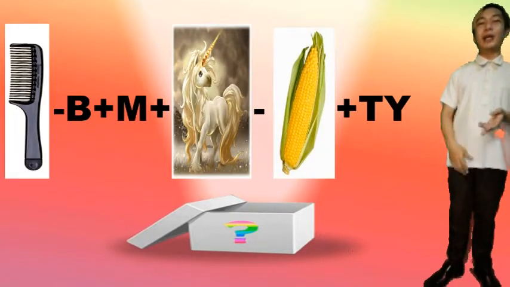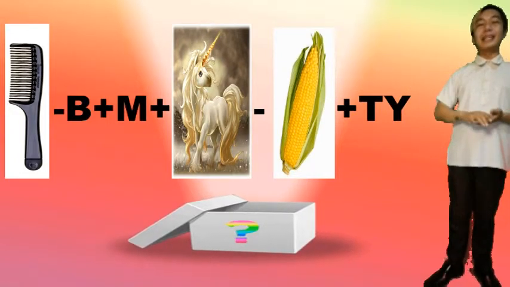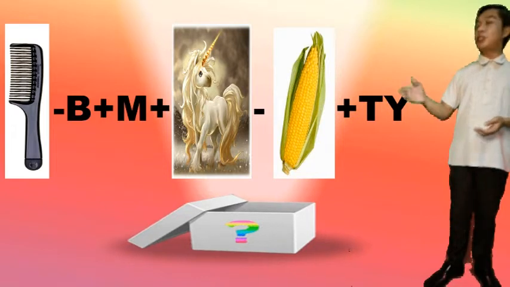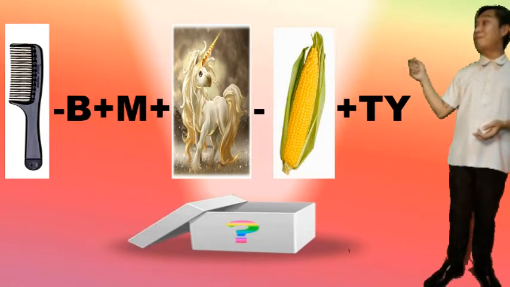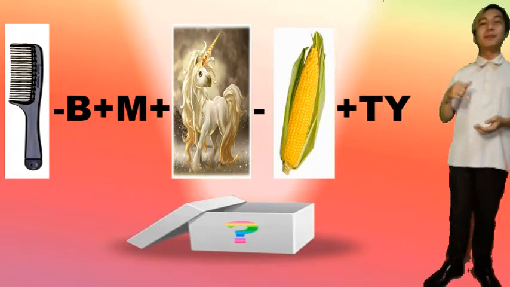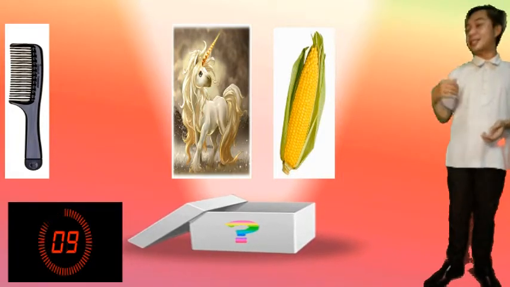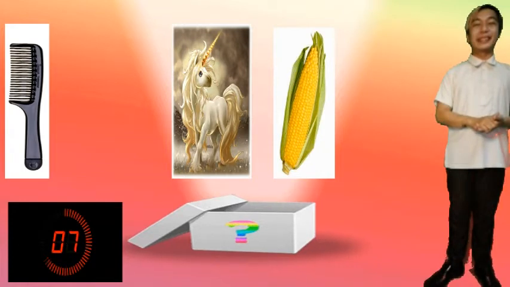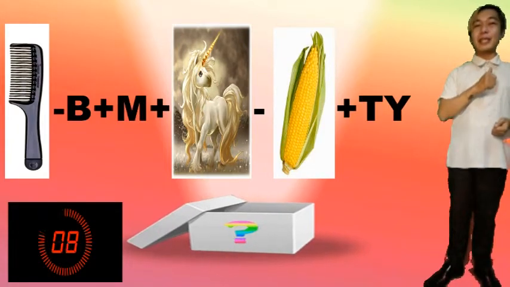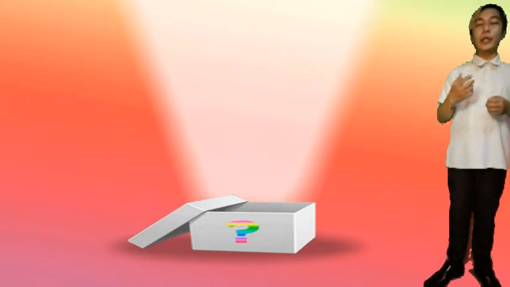So the last part, we have picture number 1 minus letter B plus letter M plus picture number 2 minus picture number 3 plus letters T and Y. Okay, your timer starts now. Okay, time's up. So let's identify the word.